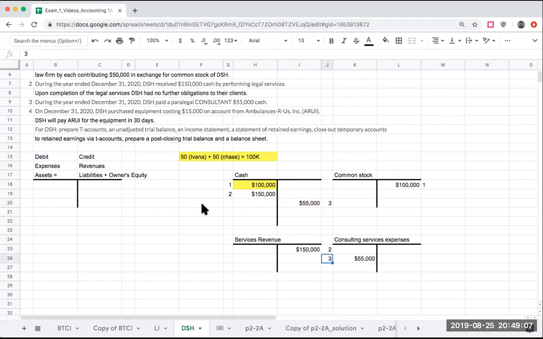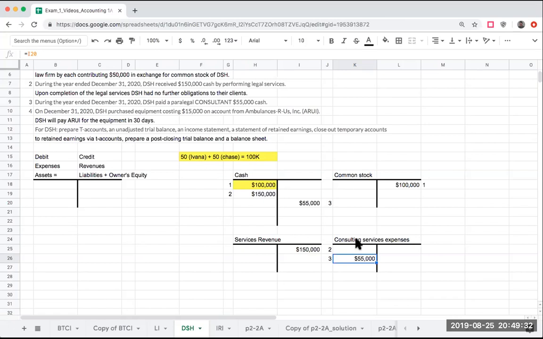Because it's a service that we use in our company. Correct. It was a service that we use in the production of revenue. And so this is a use of an asset, and this is what we're really calling here an expense. And so this is part of the cost of generating this revenue. Okay, so this is consulting services expense.